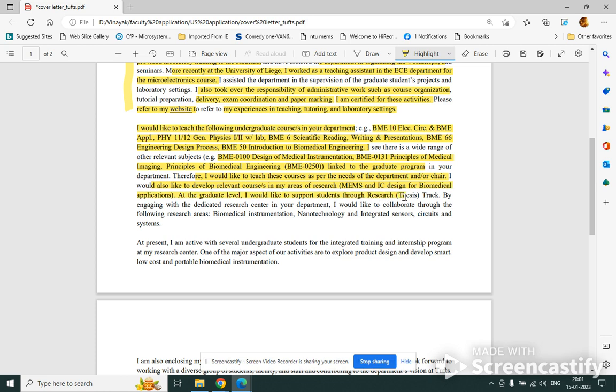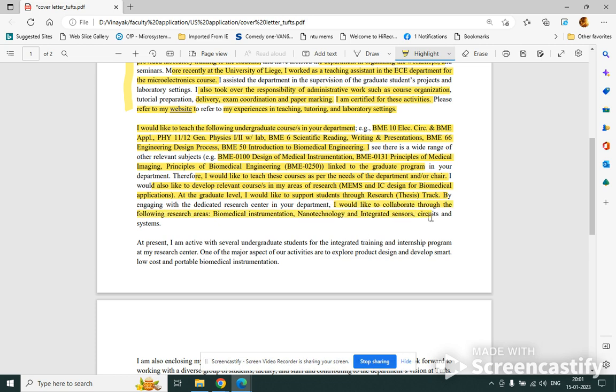I am telling the department that at the graduate level, I would like to support the students through the research or thesis track. So I'm telling them basically that I am going to support the students, grad students, in their thesis, whether it is a master level thesis or a PhD level thesis.